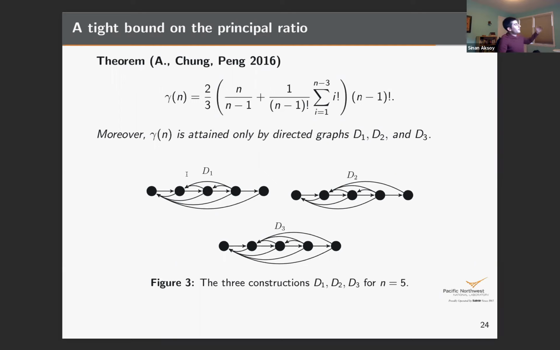So as you might expect, all of these have this path that goes forward and these edges that all filter back. In the case of D1, the last vertex only goes back to the first. In the case of D2, it only goes back to the second, and in the case of D3, it goes back to both.